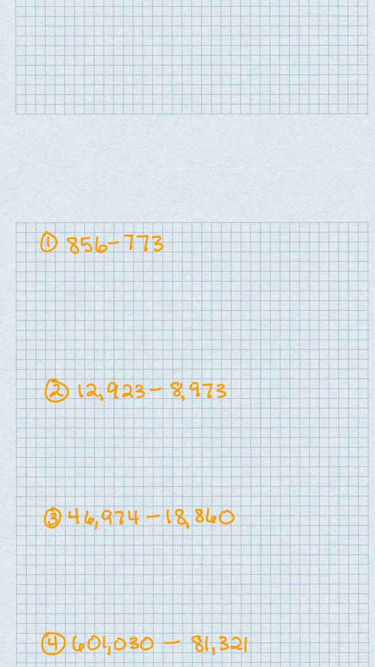So now going back to our place value, remembering how we line up our ones, our tens, and our hundreds. So we have 856 subtract 773. So this one we can take 3 away from 6. That's going to equal 3.